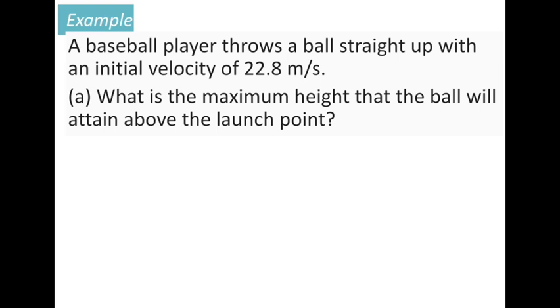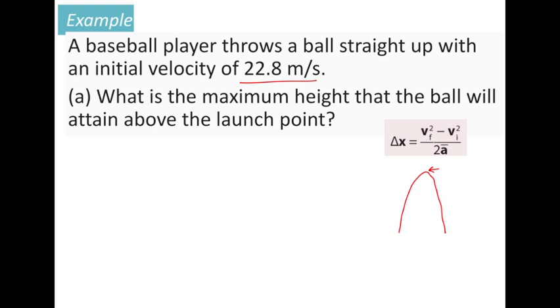A baseball player throws a ball straight up with an initial velocity of 22.8 meters per second. What is the maximum height that the ball will attain above the launch point? I know my initial velocity. In order for a ball to go up and come back down, this looks a lot like a parabola. We have a vertex. At the vertex of this parabola, it has 0 velocity. That is the turning point, all right?